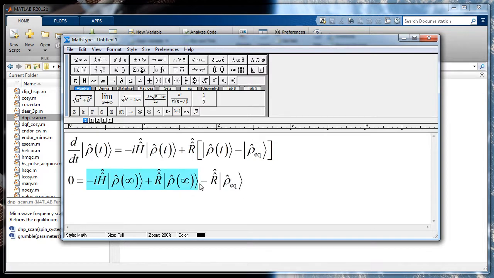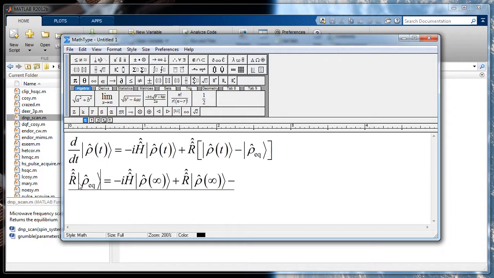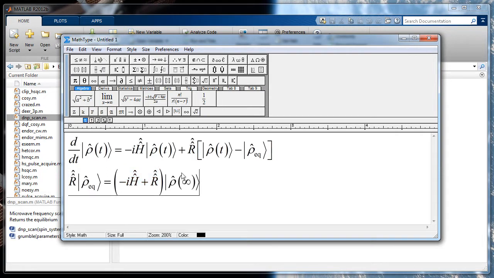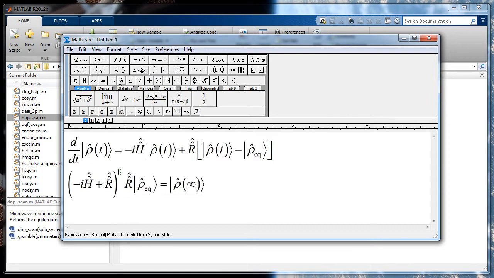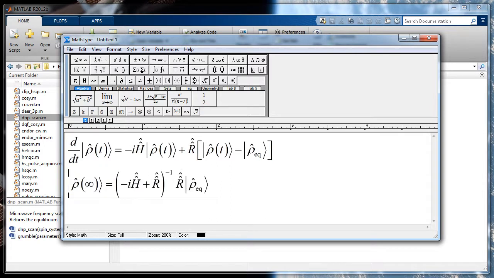What I'll do is drag this over here with a plus sign. And then I'll take rho infinity out of the bracket over here, and I'll put a bracket around this, and then we've got that. So to solve this for rho infinity, we need to take this to the minus 1 and apply it here. And to turn the whole thing around to make it a little more convenient looking, I'll just move this here. There we are. So our rho infinity is the inverse of this matrix times the relaxation superoperator times the equilibrium density matrix.